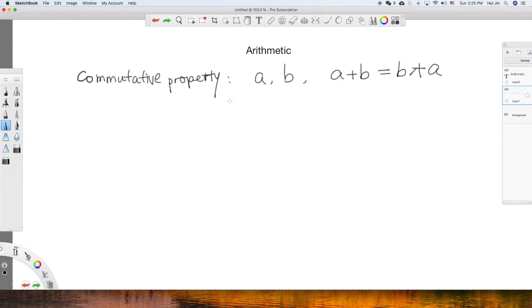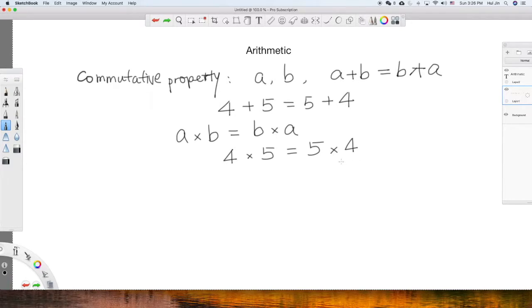Okay, for example, simple enough, 4 plus 5, we know that we can add 5 plus 4. It's the same thing. And the commutative property also holds for multiplication as well. Or if I write as a rule, a times b equals b times a. Still for the example of 4 and 5, we have 4 times 5 equals 5 times 4.